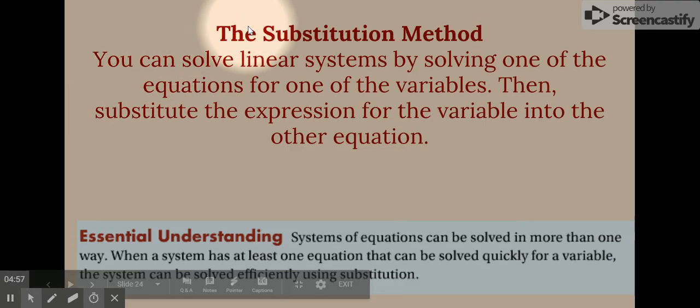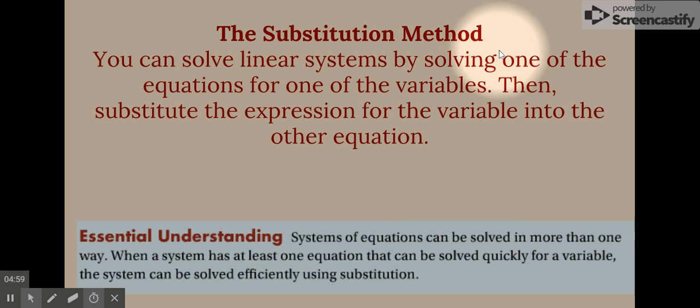This is what we're going to do today. It's called substitution method. We're going to solve systems by substituting. So substitution method means that you can solve linear systems by solving one of the equations for one of the variables, because we have two variables in the system. So we're going to solve for one, then substitute the expression for the variable into the other equation.